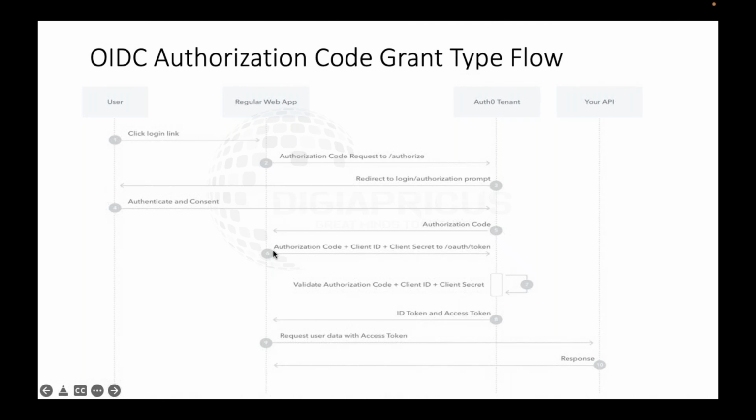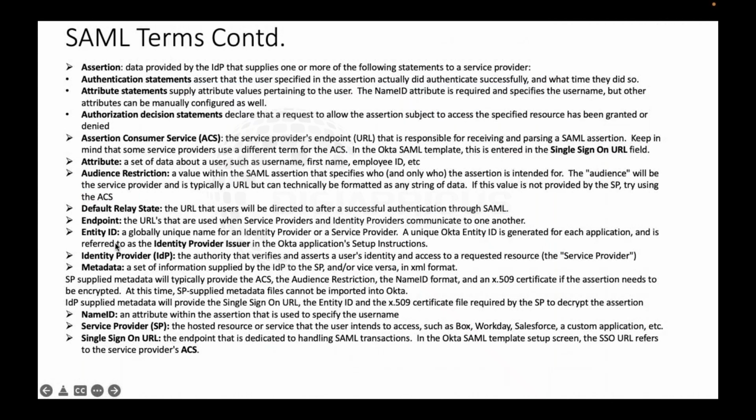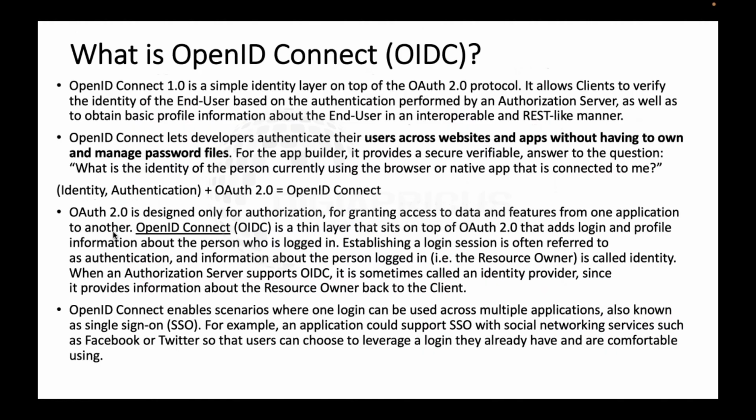Now there is a concept of client ID and client secret over here. Whenever you integrate an application with OIDC, credentials are generated. Like in SAML, there was an entity ID which was getting generated. The entity ID was your unique identity for both the service provider and the identity provider. So is the client ID and client secret.